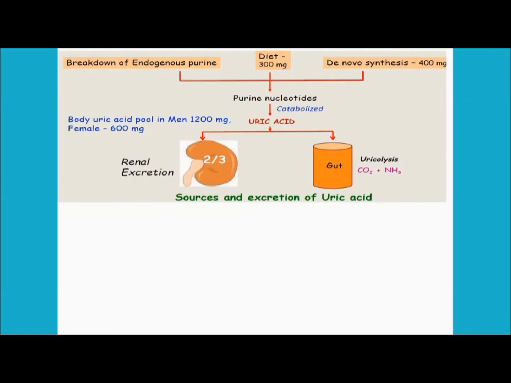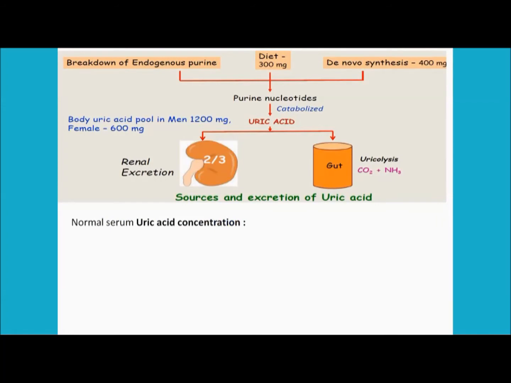The next step: you see here the breakdown of the endogenous purine. It leads to the formation of the purine nucleotide in the body. Moreover, the purine also comes from the diet, and also from the de novo synthesis, which we have already discussed. Now the body uric acid pool in the man is around 1200 mg, and in the female it is around 600 mg. So this uric acid now gets distributed. Two-thirds of the uric acid goes to the kidney for excretion, whereas the remaining amount goes to the gut, and it is degraded into carbon dioxide and ammonia, right?